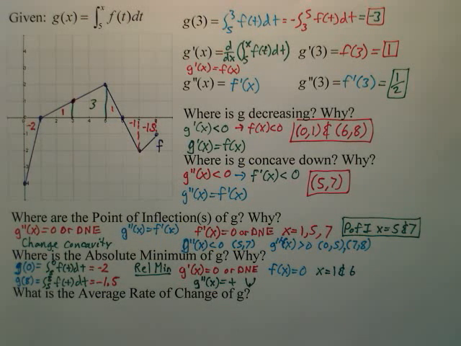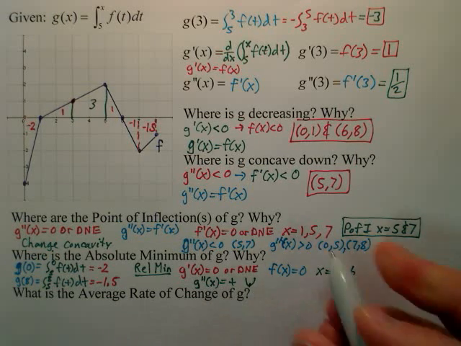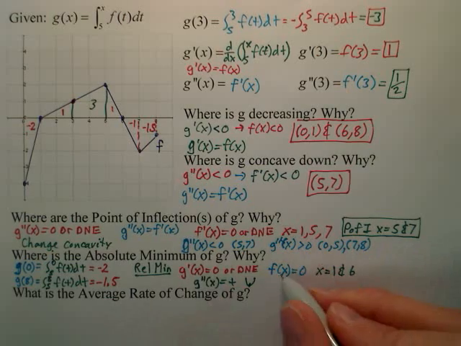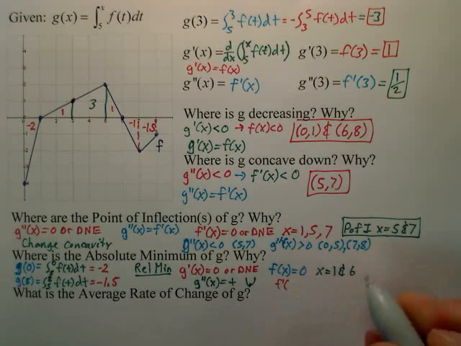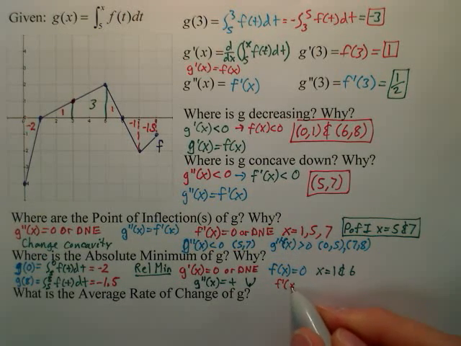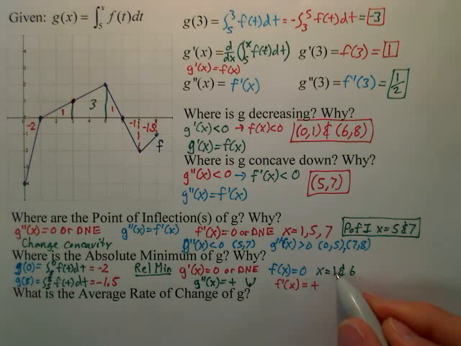Now which one of these would be a min? Well, it's where g double prime is positive. So that would mean if you're deriving this, I want f of x to also be positive. So if I look at 1 and 6, I'm looking at the slope.